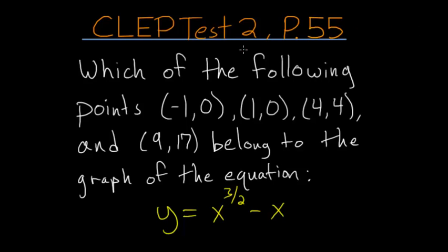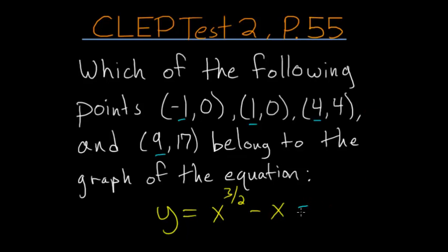Which of the following points belong to the graph of the equation y equals x^(3/2) minus x? Probably the simplest way to approach this problem is to just plug in the x values for each of these points and see if you get back their y values.